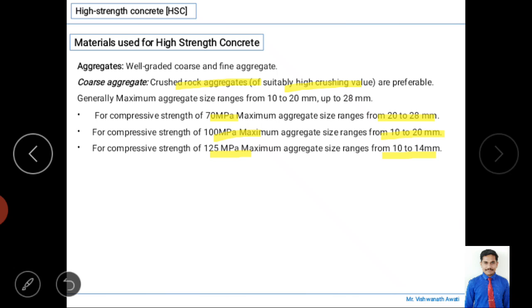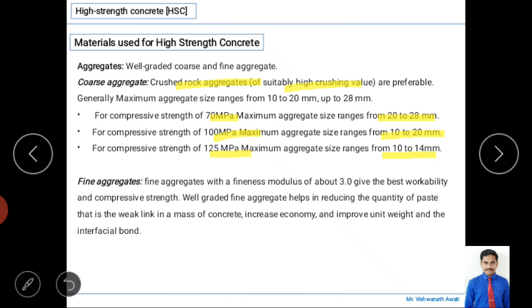Next we will go for fine aggregate. Fine aggregate also plays a main role. Here, fine aggregate with a fineness modulus of about 3. Fineness modulus of 3 is required, right? It gives the best workability. If you use a fineness modulus of 3, then it gives the best workability as well as compressive strength.